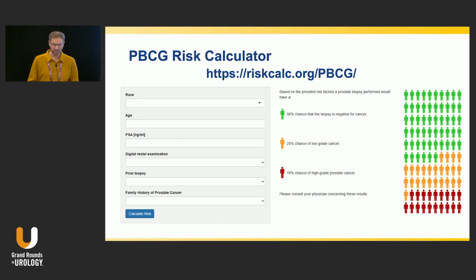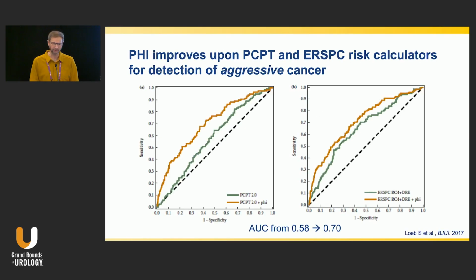You just go to riskcalc.org. I think it's a Cleveland Clinic linked website, and you put in patients' race, age, PSA, DRE, prior biopsy, family history. And if you know more information, there's even a secondary one that asks you MRI results, et cetera, and you get a nice readout of no cancer, chance of low-grade cancer, and the red figures are the 19% chance of high-grade prostate cancer in this example.